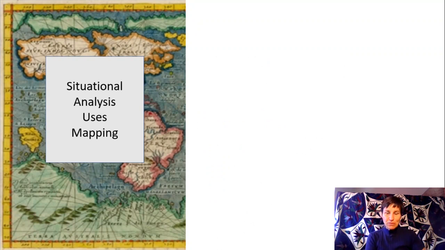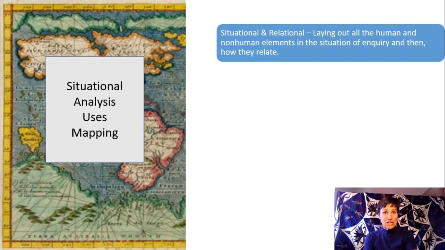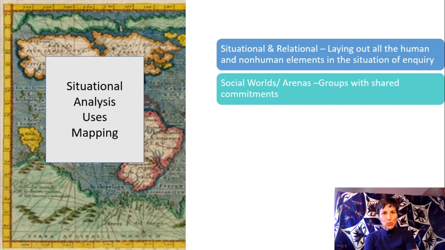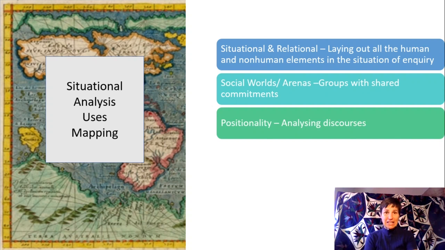We'll be looking at 3 forms of mapping used in situation analysis. There's the situation and relational mapping that lays out all the human and non-human elements in the situation of inquiry and then how they relate. There are the social world and arena maps, and these are about groups with shared commitments. And there's positionality mapping, which analyses the discourses.